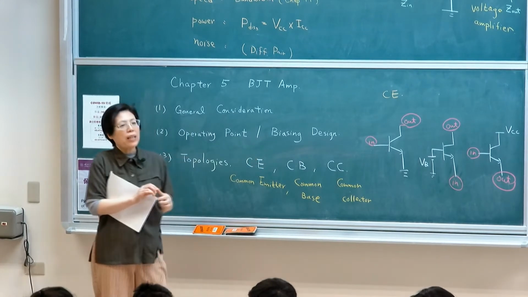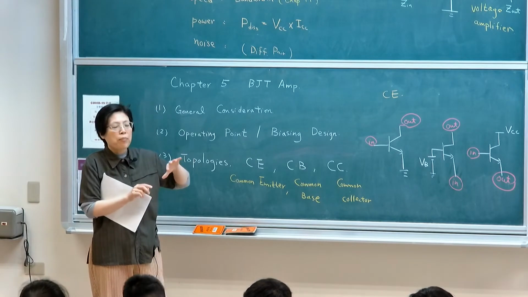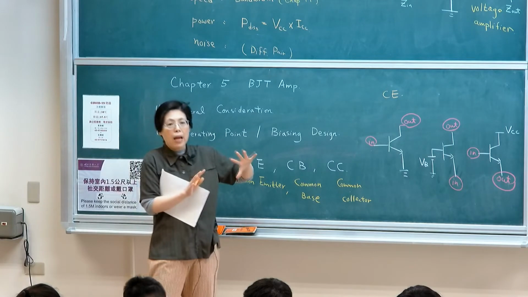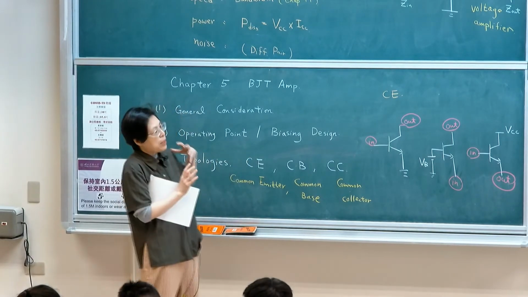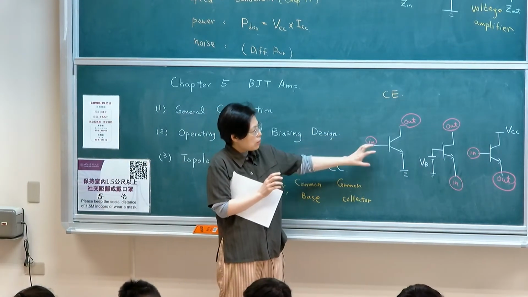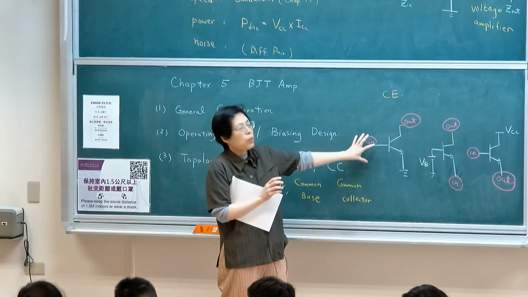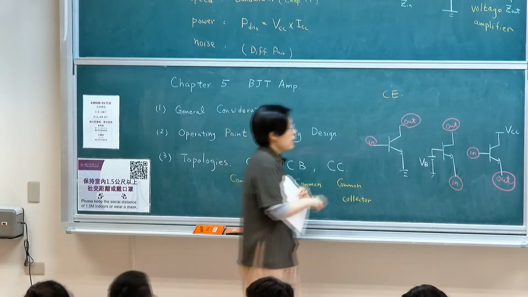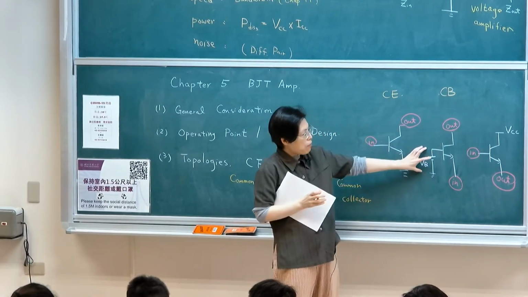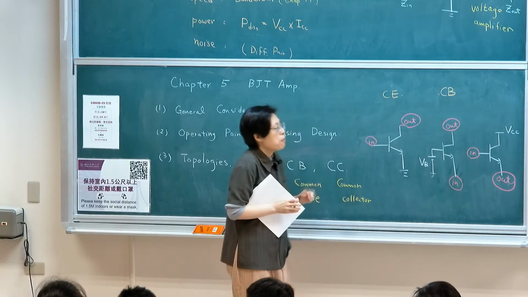Okay, so anyway, we'll go back to our architecture. One of the key points is that the common node is a reference node, and then you have an input and output. In an amplifier, you definitely have an input and output. Therefore, the input will mostly be at the base for common emitter, and then your output at the collector is the typical output. So that's what we call the common emitter architecture. And then you have the common base. You can have the base as the reference node, and we have input coming in from the emitter, output at the collector.